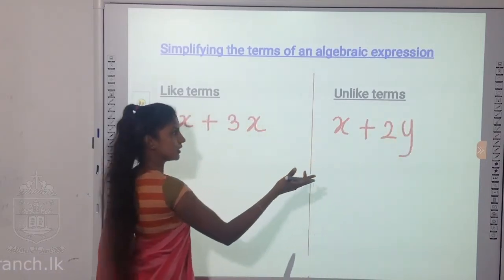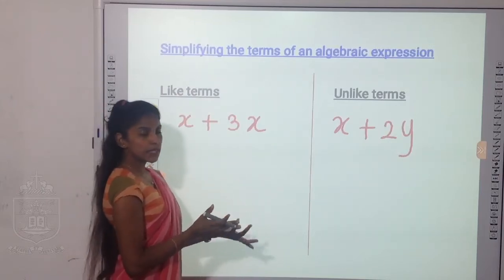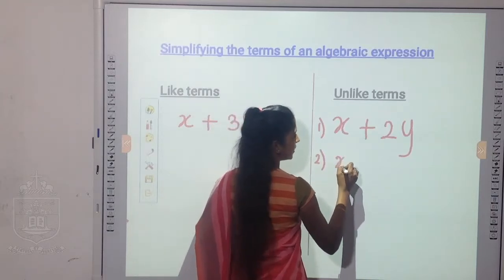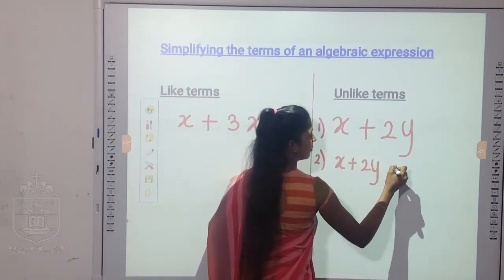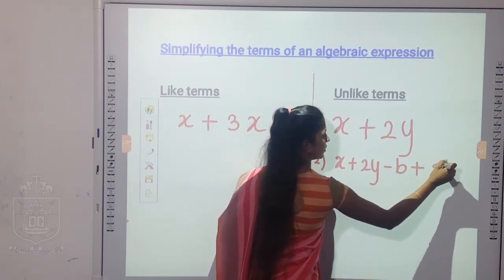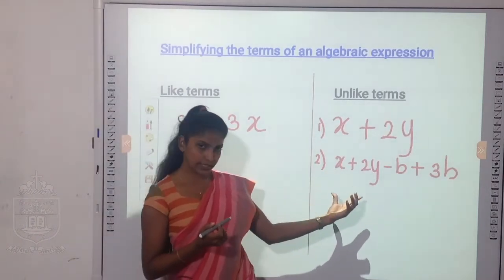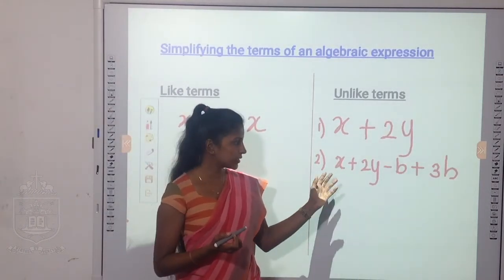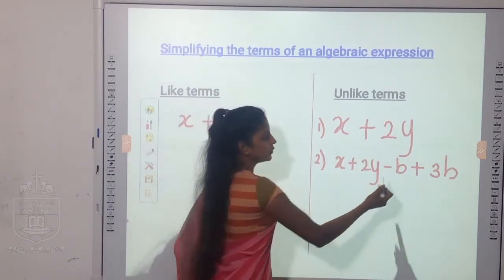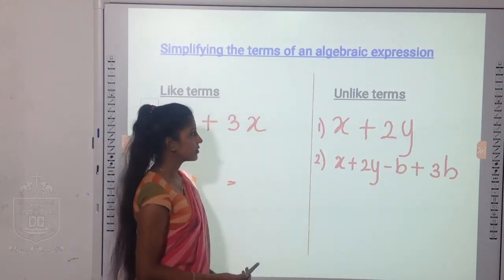So you can see the difference here. There you have two unknowns, x and y. Sometimes there might be two. So in this second example, look at this: x plus 2y minus b plus 3b. There you can see like terms are there, but unlike terms are also there. So these two will become like terms while these two will become unlike terms.